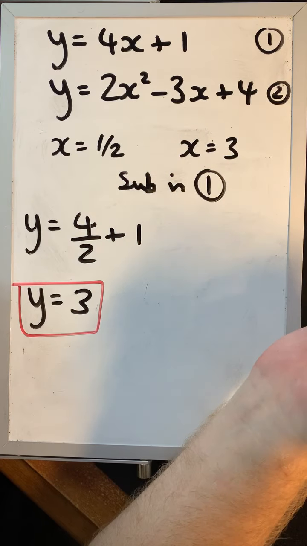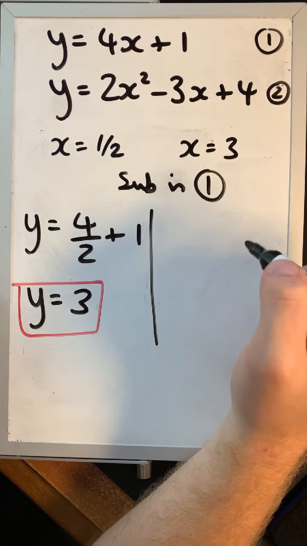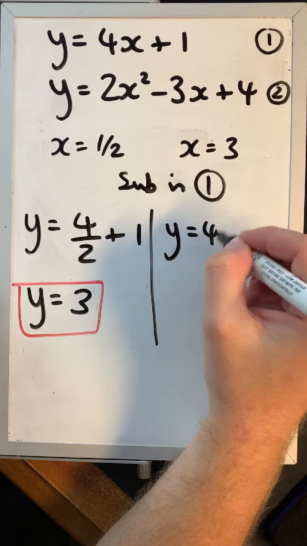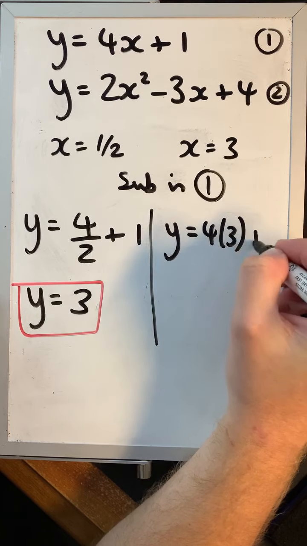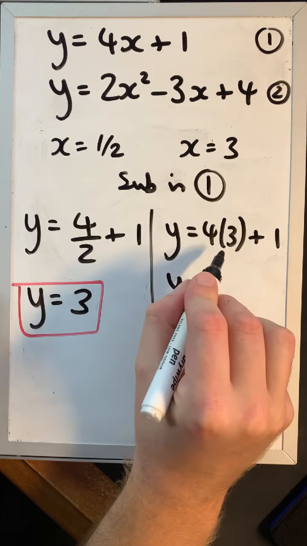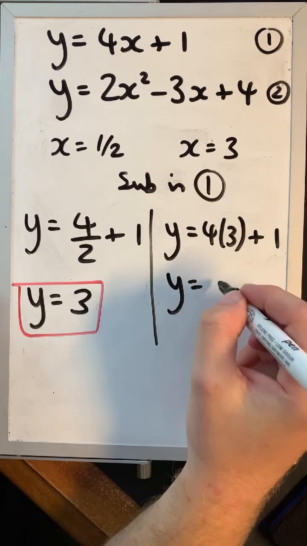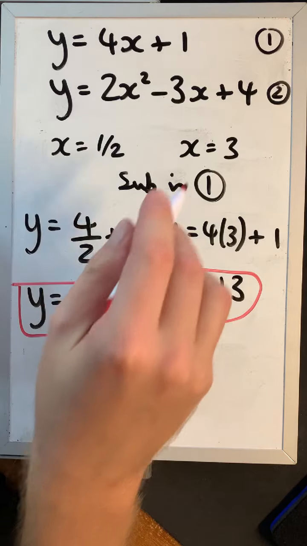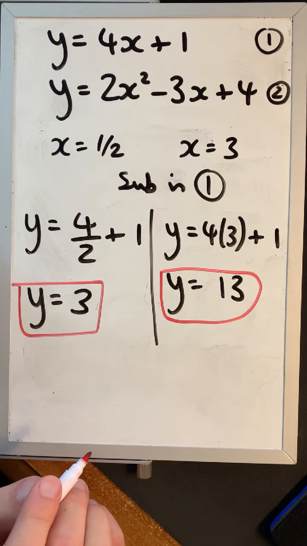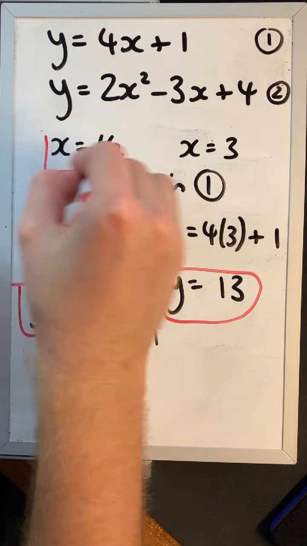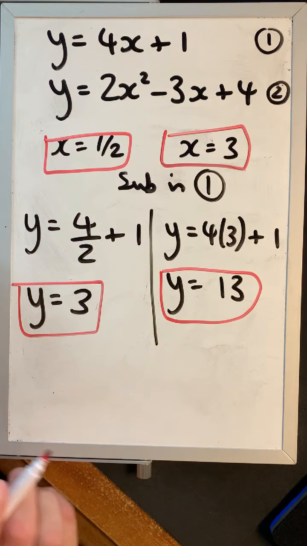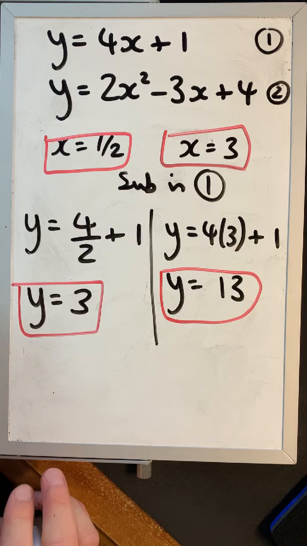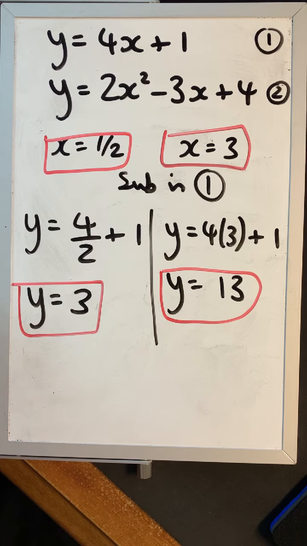Let's put x equals 3 in for the other side of the equation. So we've got then y is equal to 4 times 3 plus 1. 4 times 3 is 12, plus 1 is 13. So we get y is 13 when x is 3. So these are the 4 solutions then to this set of simultaneous nonlinear equations.